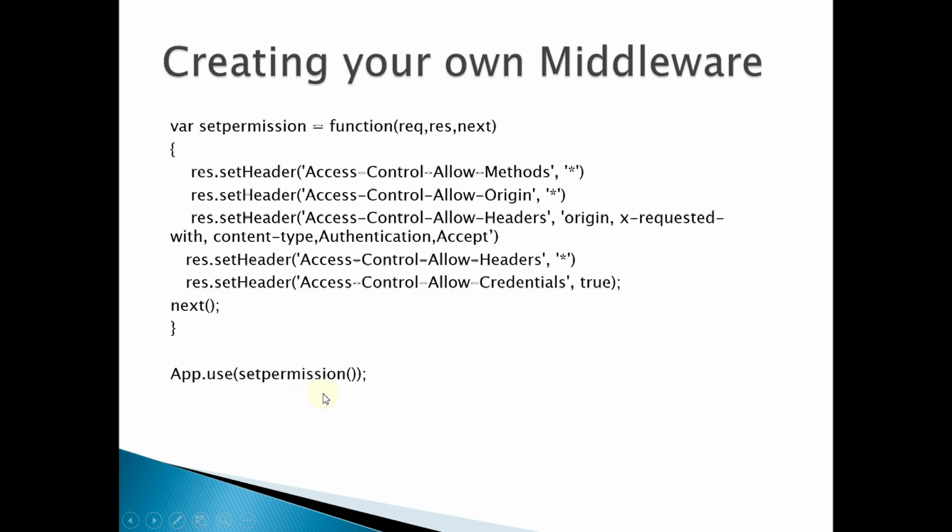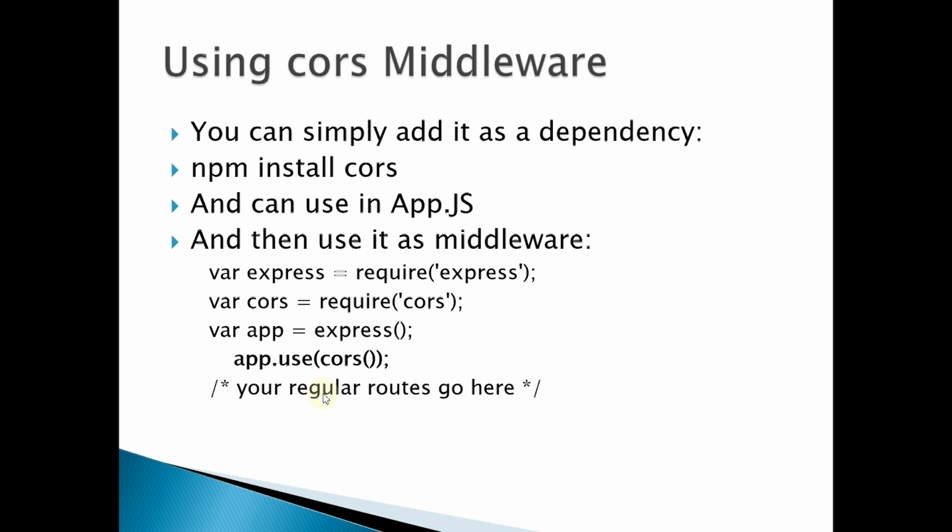We are calling this function. The other way is we can use the CORS middleware. The process to include that CORS middleware in our system is very simple. We have to install CORS, that is npm install cors. After installing CORS, we will go to app.js and require this CORS module. And after starting the app, app.use(cors) will start with a default configuration.